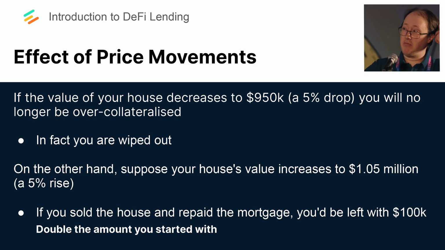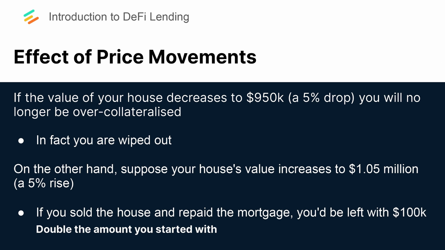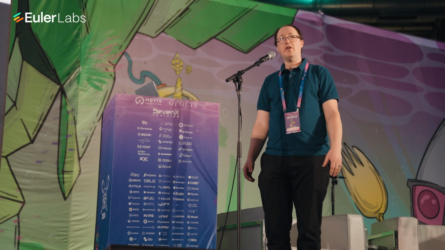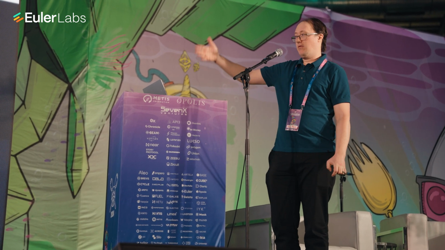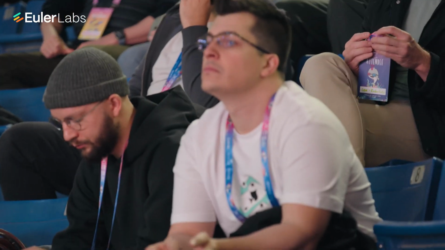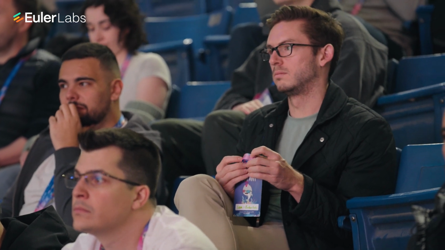But let's examine what happens if the price of your house changes. Remember, it started at $1 million. Let's say the value drops to $950,000. That's a 5% drop, and then you will no longer be over-collateralized, because if you look at the columns, the debt and asset values will be identical. So you're wiped out, in fact, because if you sold your house and repaid your loan, you'd end up with nothing, losing your down payment. On the other hand, if it goes up 5%, and you sell your house and so forth, then you've actually doubled your down deposit.